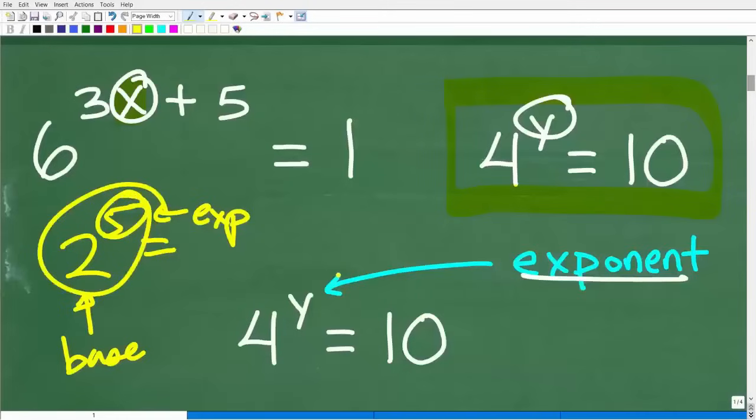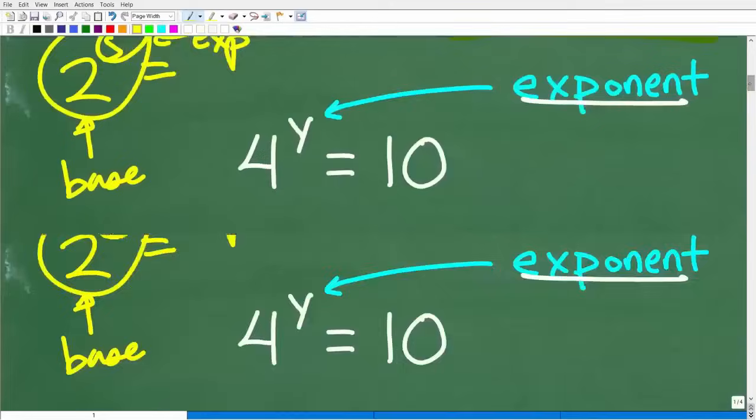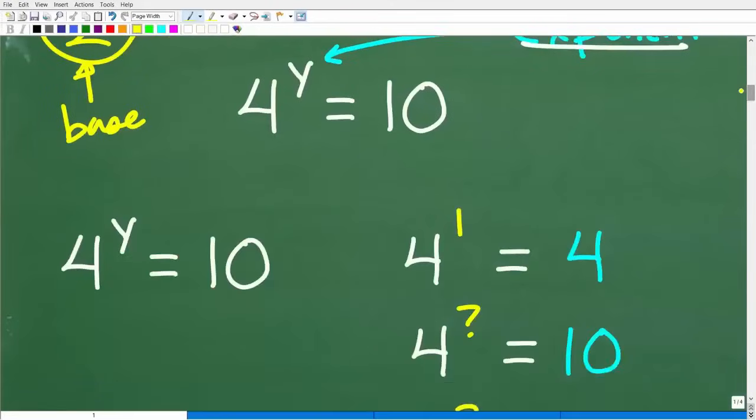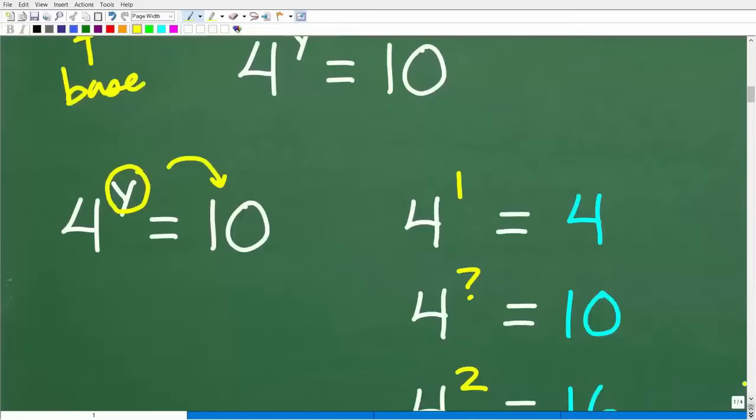Okay, so how do we solve this type of equation? Well, this is a great question because you might be saying, what does this even mean? Well, it means 4 to some power is equal to 10. The power is what we're looking for. So a variable y is just representing the answer. Let's think about this. If y was equal to 1, what is that equal to? Well, that would be 4 to the first power. That's equal to 4.